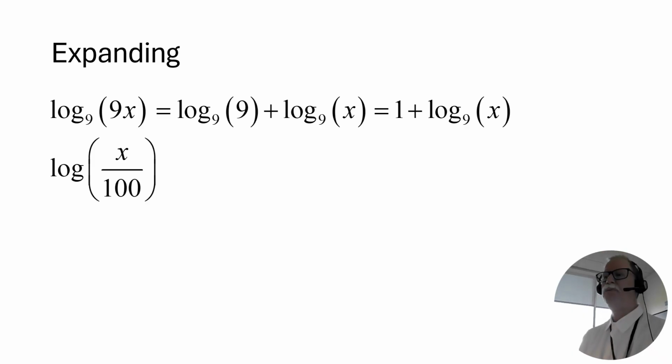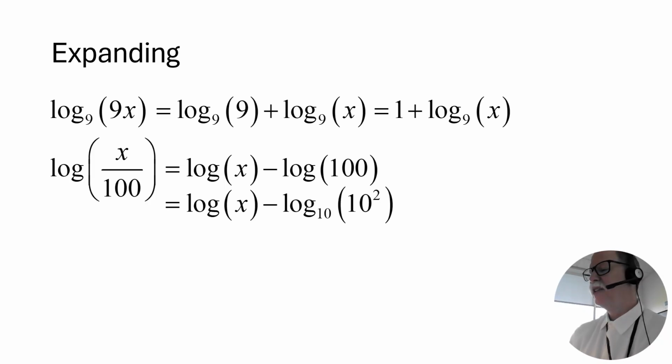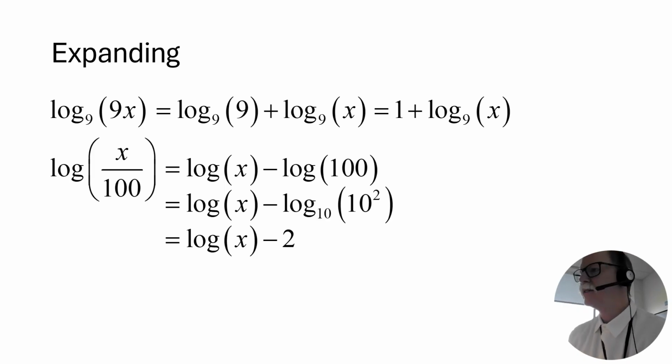Next example, I'm dividing. So when we do the divide, we're going to separate it into 2 logarithms with a minus. I also need to pay attention to this is the common logarithm. What's the base of the common logarithm? That is correct. So I've got the 100 is 10 squared, base 10. That can simplify like thus.